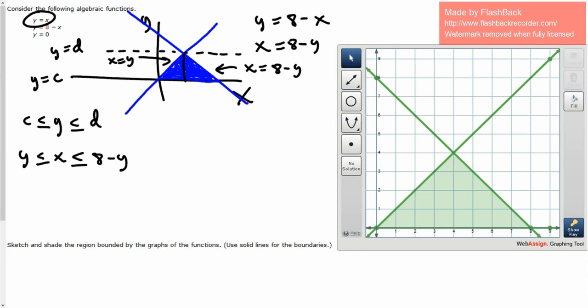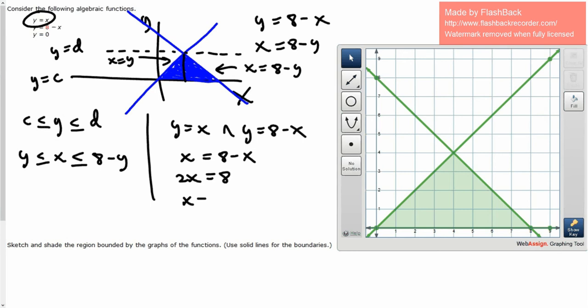We've got to find out these values where y is bounded below and above. Well, this y equals c looks like y equals 0, but we don't know about this line here. We can find that by setting the two equations equal. So we have y equal to x and y equal to 8 minus x. So if we set those equal, we get x is equal to 8 minus x. 2x is equal to 8. x is equal to 4. So this is x equal to 4 here, but we have the line y equal to x, and so that also implies that y is equal to 4. So we have y is bounded below by 0 and bounded above by 4.